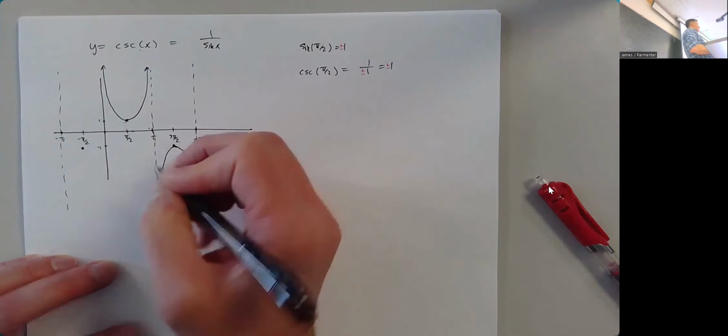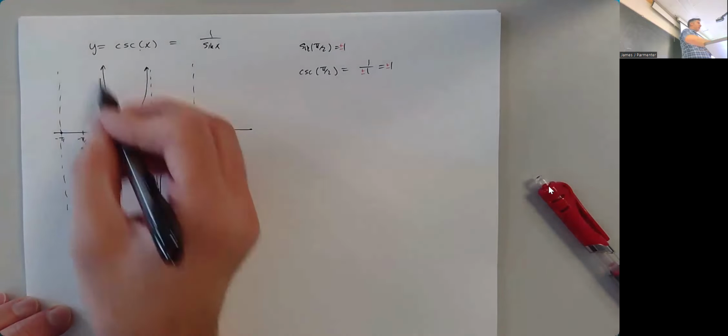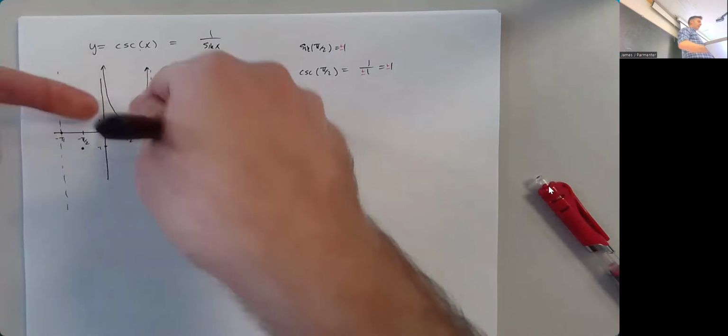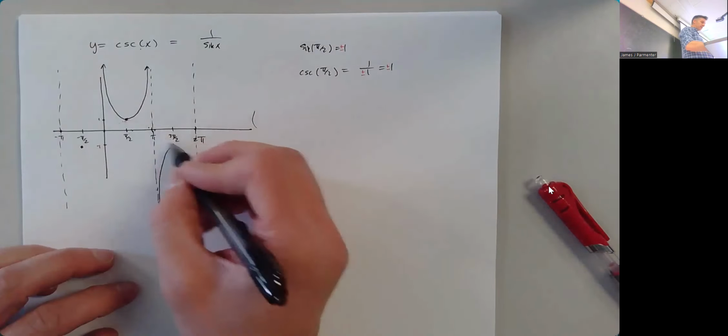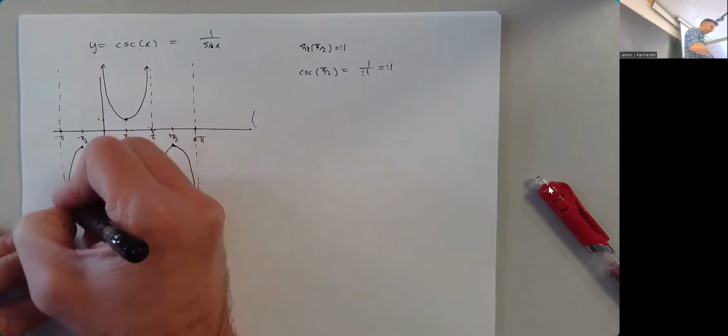Or as I like to kind of say, the cosecant graph or the reciprocal graph is kind of like the sine graph, but you're flipping the graph away from the x-axis. So sine would do this, cosecant flips away. Like I'm flipping it kind of over away. Same deal down here. Sine would do this, cosecant flips it away. Over here, same deal. Cosecant flips it away.